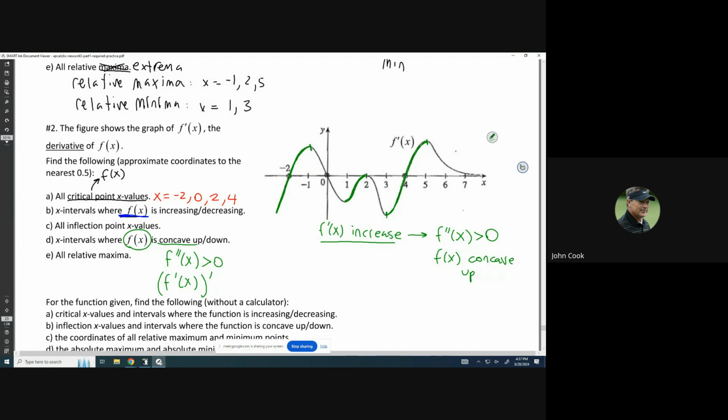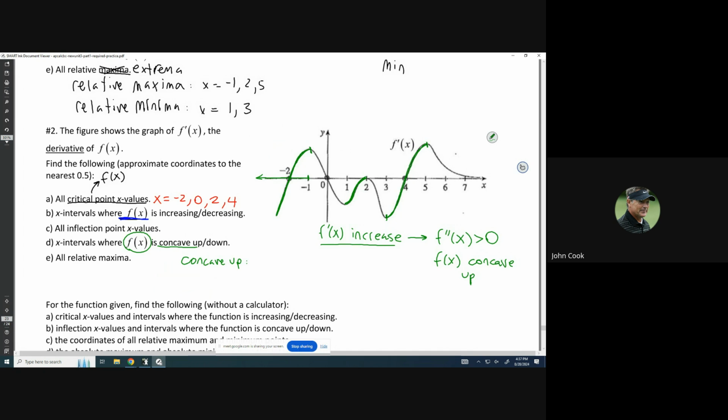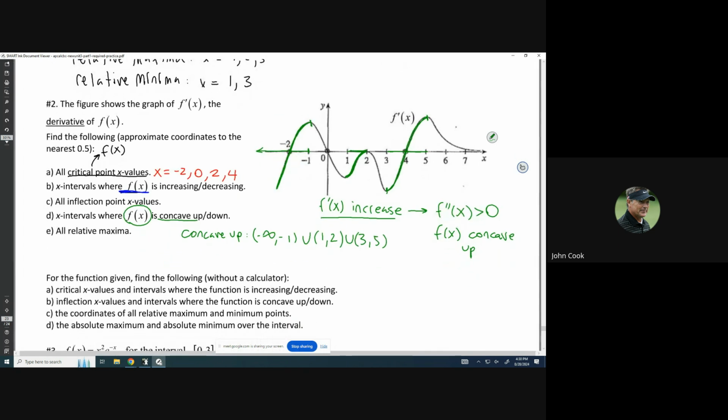Okay, so let's go ahead and write all that up there. Let me get some space. I guess I could do it right here. All right, so concave up. It happens on the following intervals, going from negative infinity all the way up until -1. It's concave up. And then going from 1 to 2, it's concave up. And then going from 3 to 5, it looks like it's concave up. So all those intervals, and then I combine them together with a union.